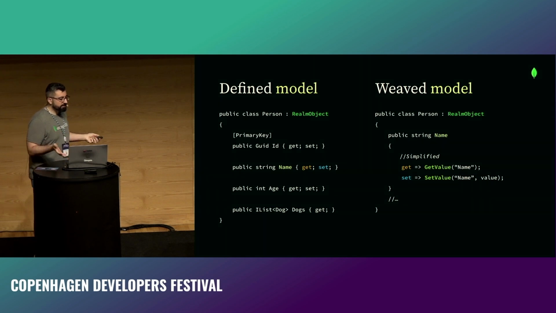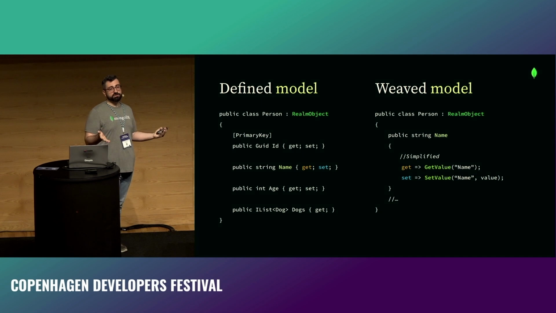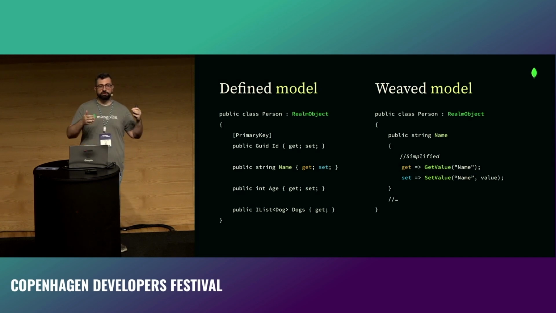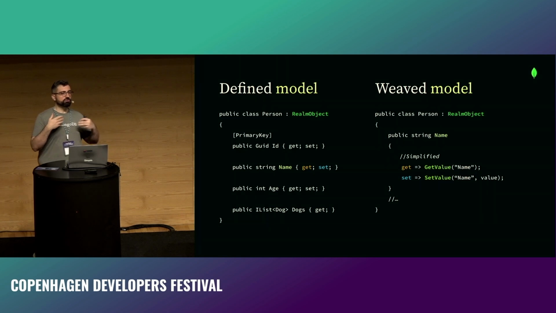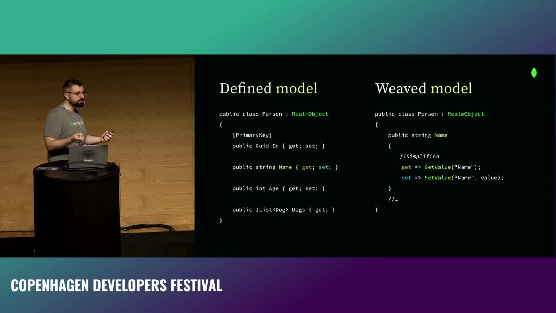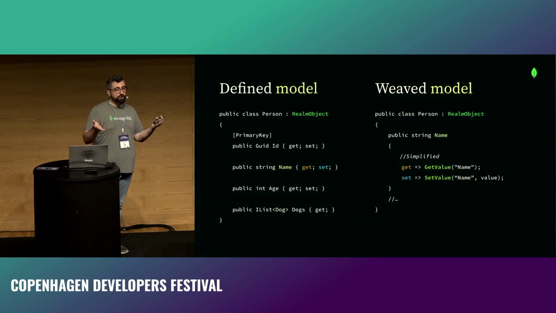So why did we start using weaving? Well, we started using weaving essentially to improve the developer experience. We wanted developers to use a normal C# object without needing to worry about calling GetValue, calling SetValue, needing to worry about the state of the object and so on.